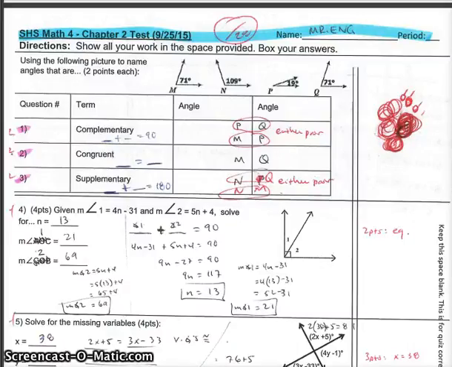Hi, these are the test corrections for Chapter 2 from Math 4. This was taken September 25th, 2015. Make sure to show all your work in the space provided, box your answers.